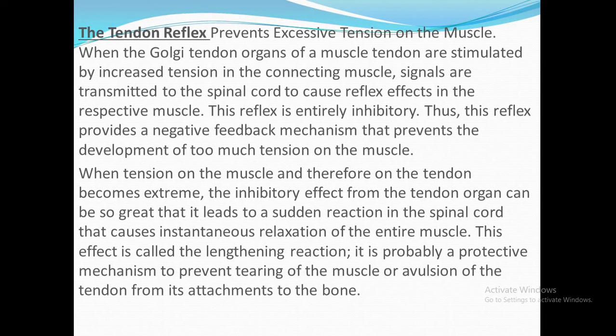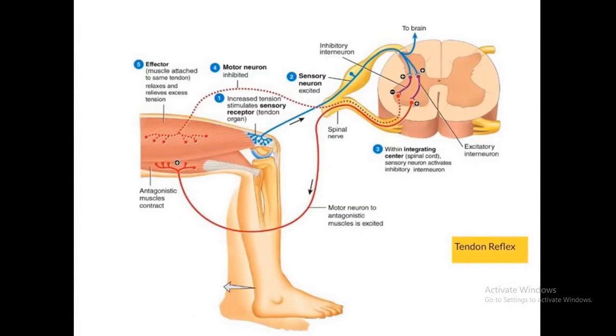When tension on the muscle and therefore on the tendon becomes extreme, the inhibitory effect from the tendon organ can be so great that it leads to a sudden reaction in the spinal cord that causes instantaneous relaxation of the entire muscle. This effect is called the lengthening reaction. This is probably a protective mechanism to prevent tearing of the muscle or avulsion of the tendon from its attachment to the bone. In this picture, we can see an example of the tendon reflex.